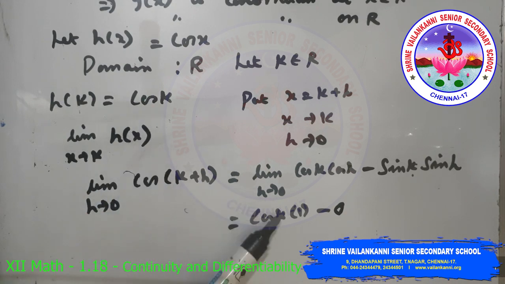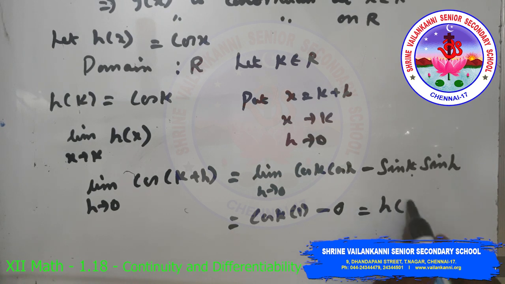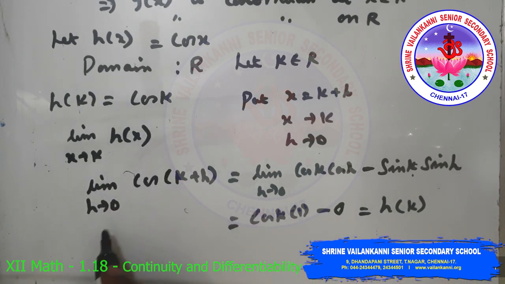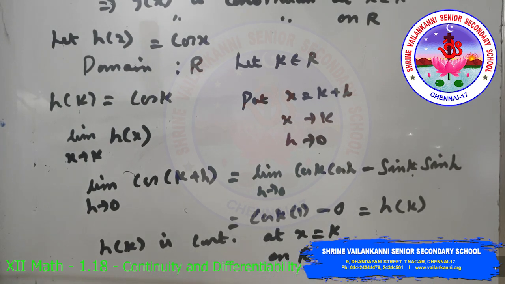So these two values are equal: h of k is equal to cos k, and limit h tends to 0 of cos of k plus h is equal to cos k, which is equal to h of k. So these two values are equal. We can say that h of x is continuous at x equal to k. It is continuous on the real numbers.